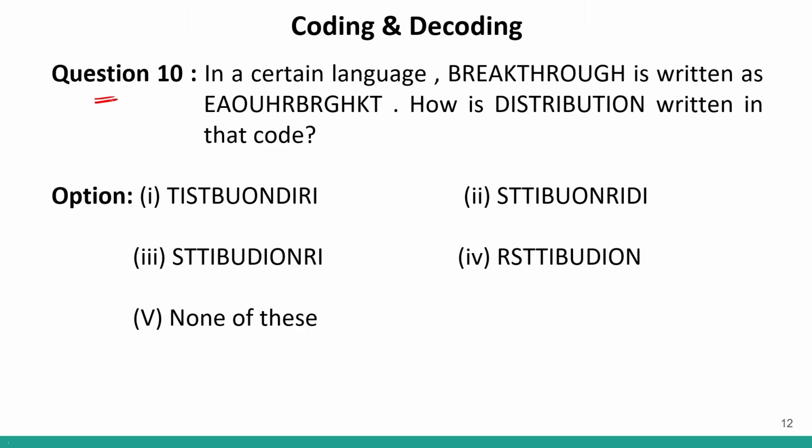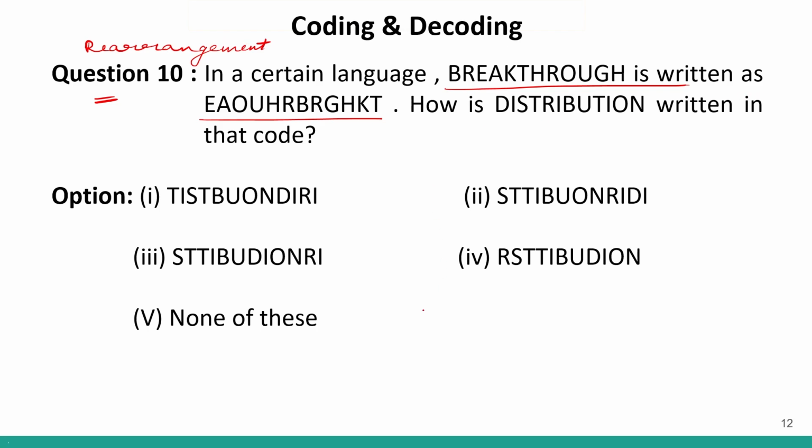Coming to question number 10. In a certain code language, breakthrough is written like this. We have to find how distribution will be written in that language. So I can see similar letters, right? So similar letters, I am assuming that this is a case for rearrangement. Okay, this is a case for rearrangement.